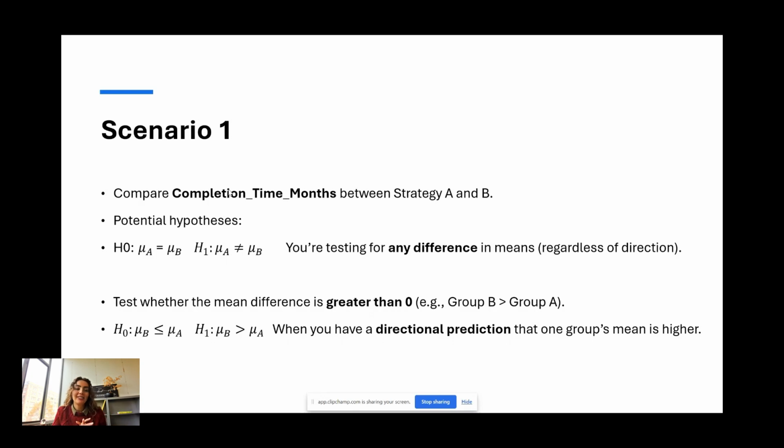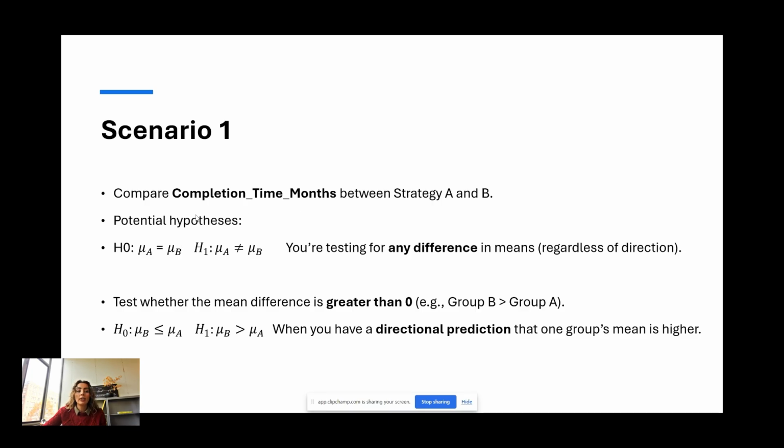Hi everyone, today we want to talk about how to do t-test statistics using JMP. A t-test compares the mean of two different groups. We want to talk about the independent samples.